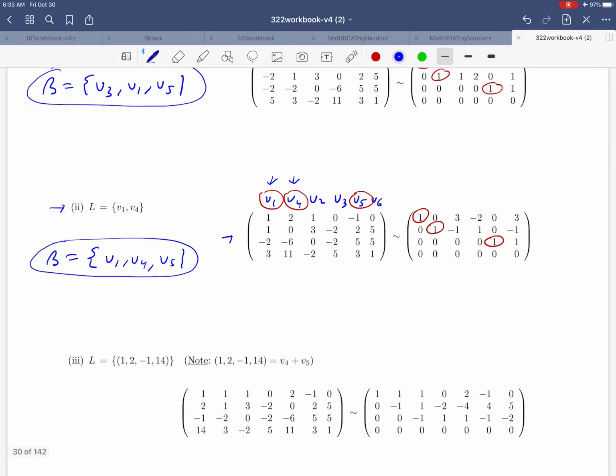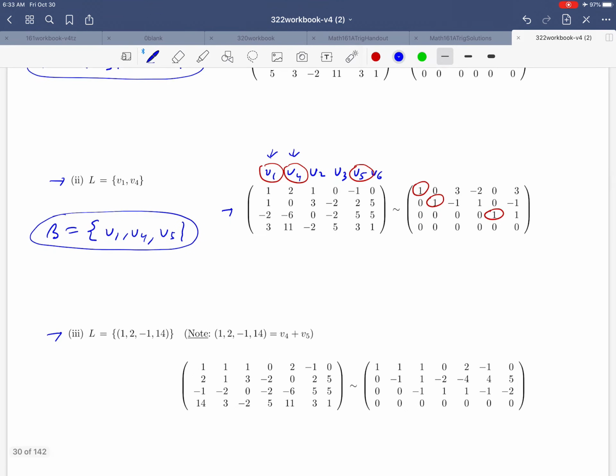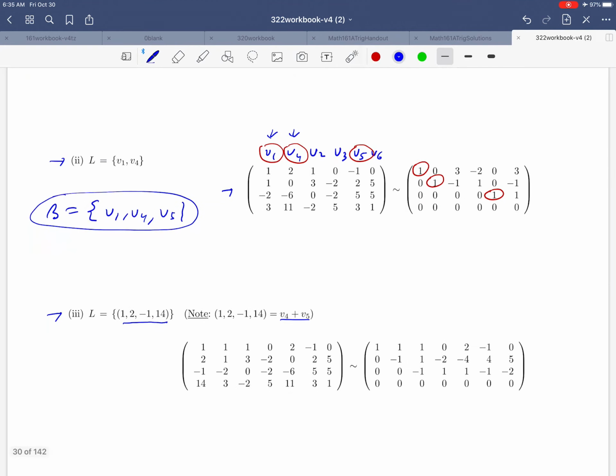One more example. This is just to illustrate the versatility of this method that we have. Suppose that we wanted to choose a basis for W that contains the vector (1, 2, -1, 1, 4). You might look at that and ask, where in the world does that come from? That's actually in our vector space because it happens to be the sum of the vectors v4 and v5. That's where that came from. So if you look at the matrix down here, that first column is v4 plus v5, and then the other columns are just the 6 vectors that we started with.